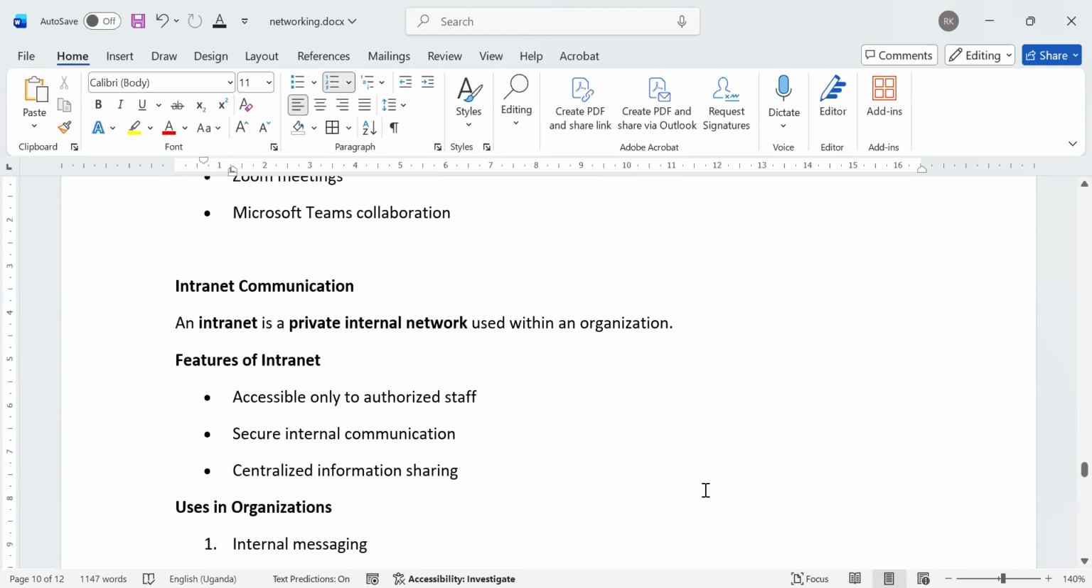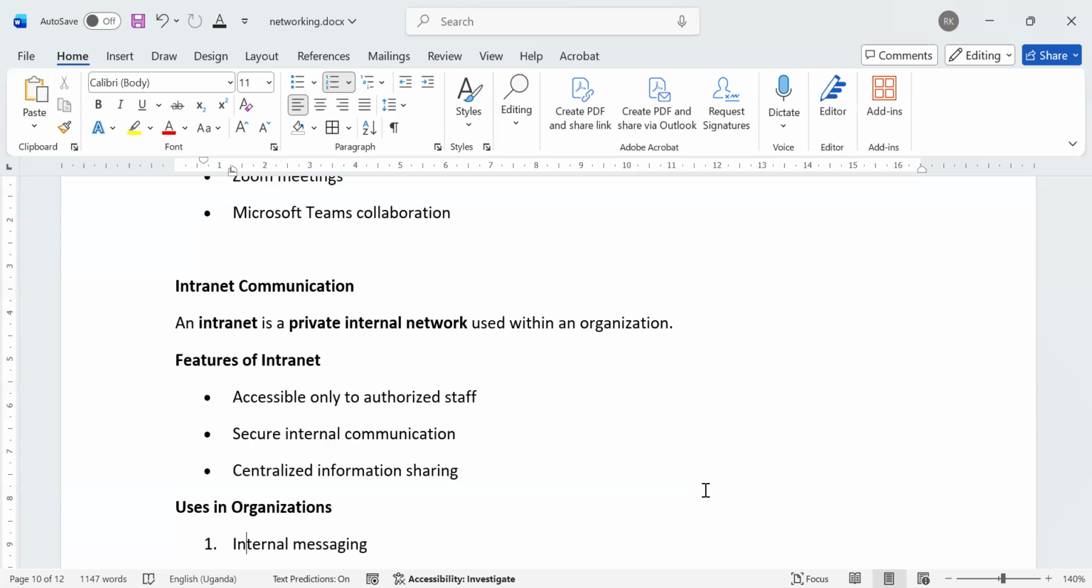But we also have what we call an intranet. You should get the difference between internet and intranet; these are two different terms. An intranet is a private internal network used within an organization. It doesn't go outside. An example is the intercom which you use at your workplaces. You have those phones which you use to call the other office, but that phone doesn't call outside. It's a sort of internet connection, but it operates within just an organization, so it is accessible only to authorized staff.